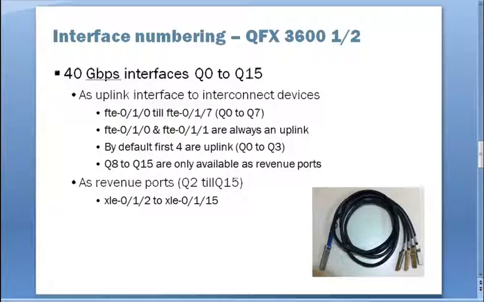If we would like to address our revenue ports as 40 gigabit interfaces, then we use the 40 gigabit interface type, that is xle, and for the maximum available number of revenue ports, so that's Q2 till Q15, we use xle-0/1/2 till xle-0/1/15. As you might have noticed, when we would like to address the interfaces as 40 gig interfaces, we use the PIC number 1. And also you see a nice picture here of a breakout cable.